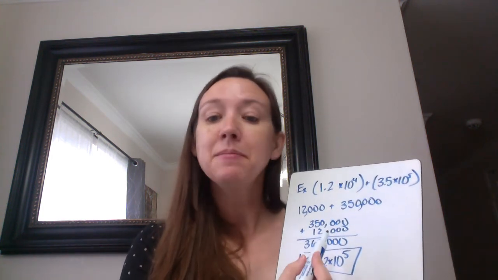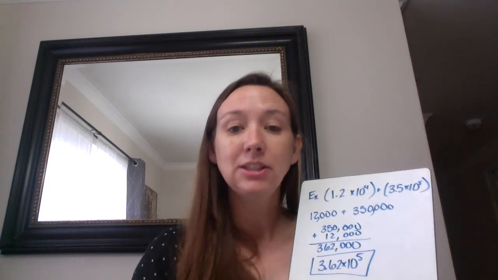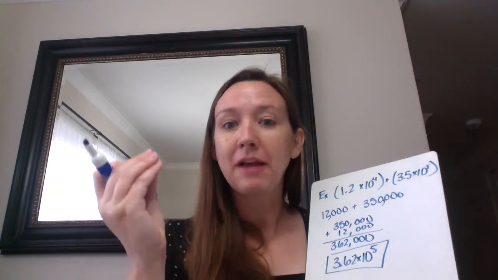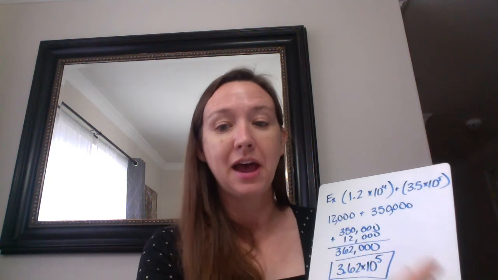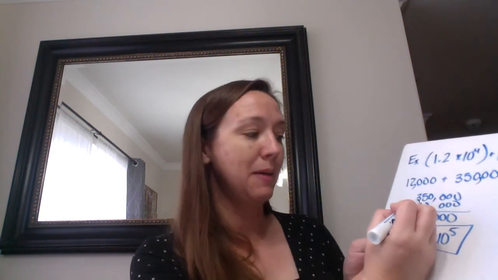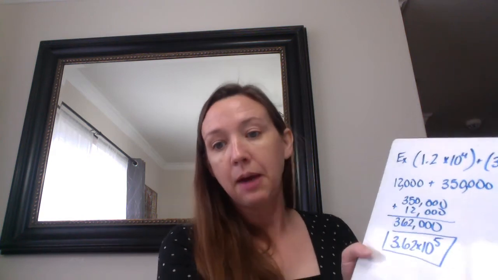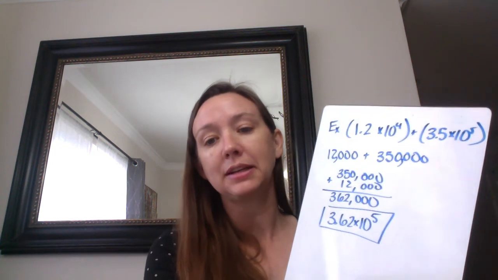Then I added them up, making sure to line up my place values so that I'm not adding monies together. I got monies, lots of monies, but actually making it be the right value. This is 350,000. This is only 12,000. The 12 and the 350 need to be added in the right spots. So the 1 and the 5 line up, the 0 and the 2 line up. When I add those together, I get 362,000, and then I convert it back to scientific.